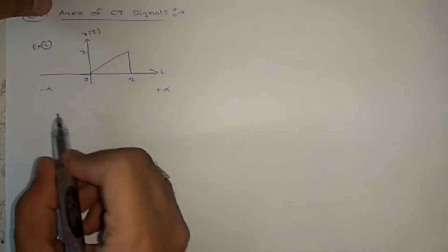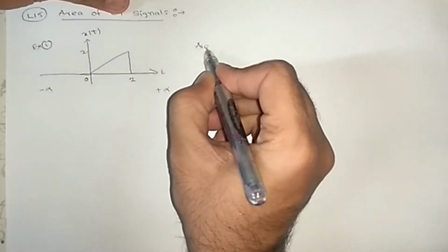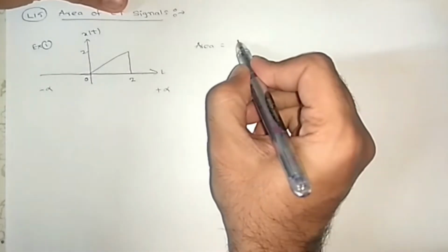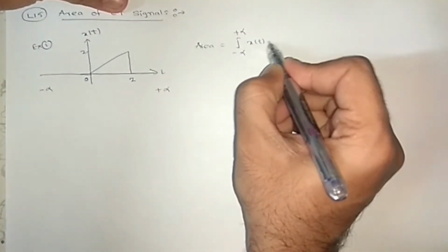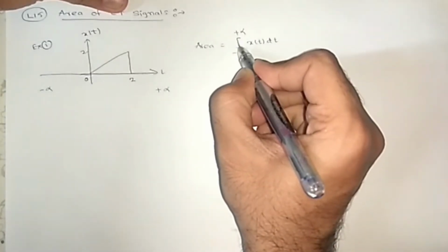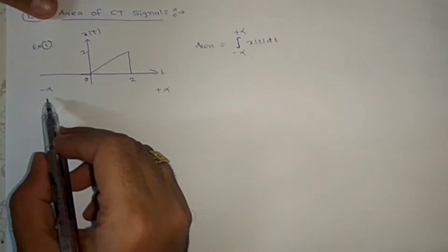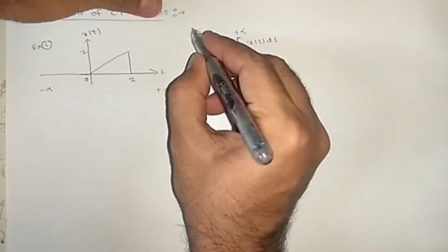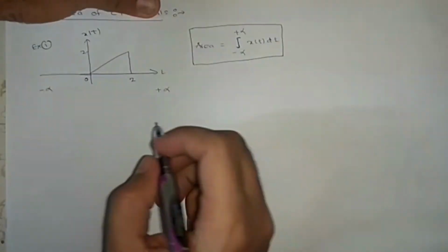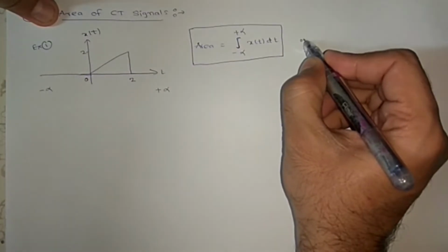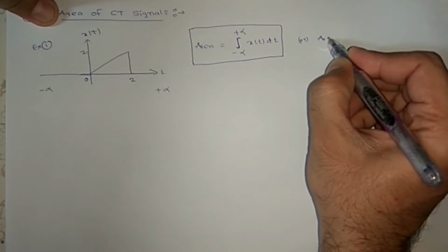Example 1. Here the area we need to find is from minus infinity to plus infinity. We know the formula: area is the integral from minus infinity to plus infinity of x of t dt. For finding area, we use integration, right? From minus infinity to plus infinity, the complete area we need to find. Or, if you know the signal, we can directly calculate the area.